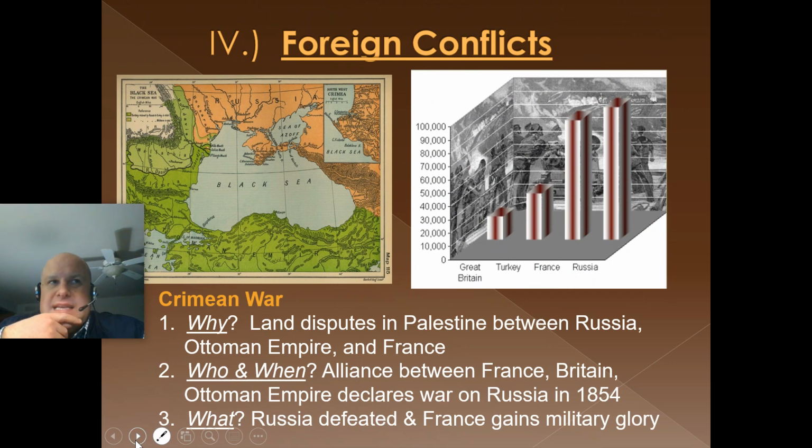Let's look a little bit at the foreign conflicts. The Crimean War. There are land disputes in Palestine between Russia and the Ottoman Empire, with France being involved as well. These alliances between France, Britain, and the Ottomans declare war on Russia in 1884. Russia's defeated, and France gains some form of military glory over here in what would be Crimea. But again, there's a lot of loss of life.